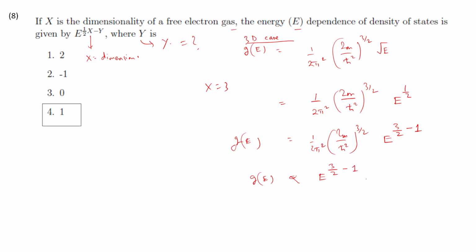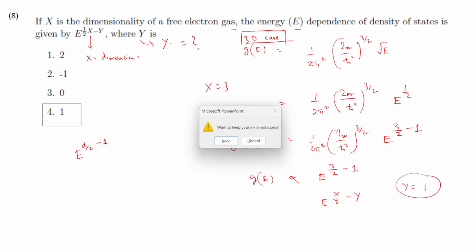This 3 is your dimensionality, d, so E to the d by 2 minus y. So from here we get y equal to 1. So this is the case in which you get, so here we took a particular case and then we saw it, but we can prove that this is true irrespective of the dimension of the energy. So it is just E to the d by 2 minus 1. Okay, so I'll just show you how to prove. So I'll just give you a very general proof of that, how it can be done.